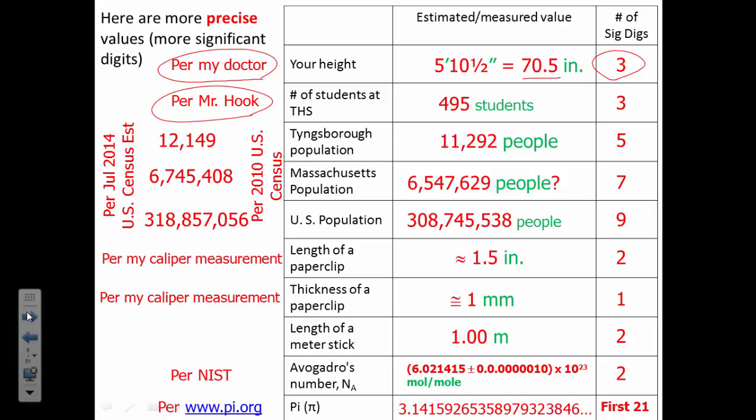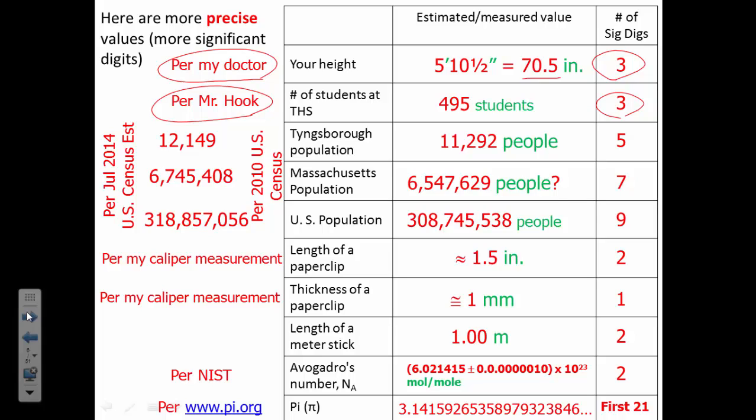And for Mr. Hook, actually I just made up this number, but let's just say he said it's 495 students at Kingsborough High School enrolled right now. In that case, I have actually 3 significant digits. Before I had 1 with a 500 person estimate, and maybe the number is 495, maybe it's 485, maybe it's 525. But here we have 3 significant.